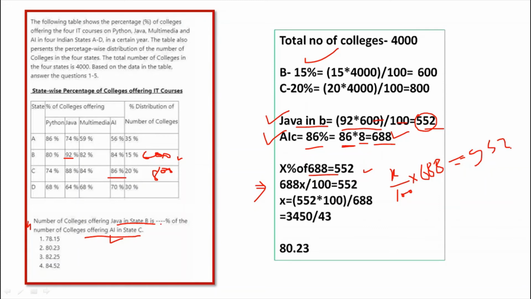This becomes the expression. So simply the things in the denominator, we can move them to the other side, but there it will become the numerator. So 688 x will be equal to 552 after moving the 100. Again we will move 688, it will become the denominator and the 100 will become the numerator. So x equals 552 into 100 divided by 688.